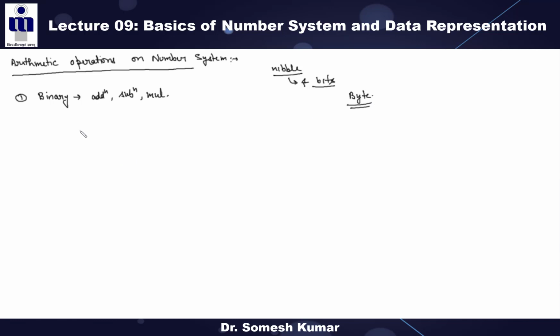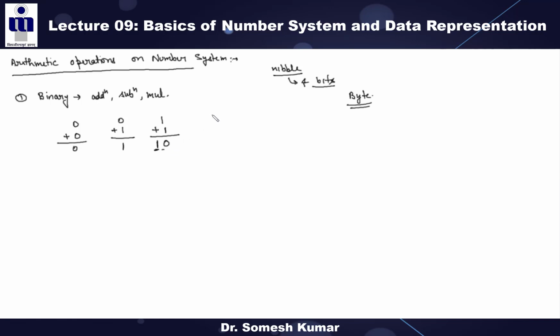Clear? So now addition: 0 plus 0, what is this? 0. 0 plus 1 is 1. Now 1 plus 1, what is the addition? Sum is 0 and carry is 1. Right? This is the sum and this one is your carry. Sum is 0. Clear?